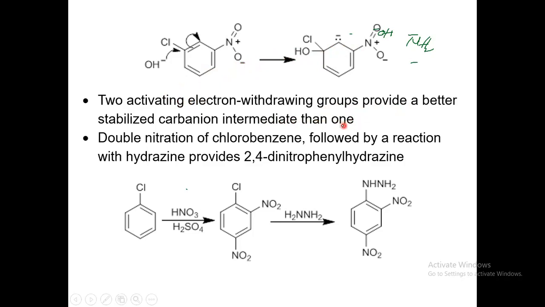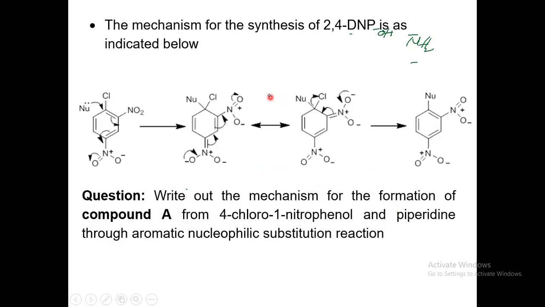So if you have two of them, let's say one at ortho, one at para, it is better than just having one at either side. It's very important. Now we are saying that double nitration of chlorobenzene followed by a reaction with hydrazine provides 2,4-dinitrophenyl hydrazine. So we have initial double nitration, and when we do the double nitration, then we can add our hydrazine to get the 2,4-dinitrophenyl hydrazine, right? Good.